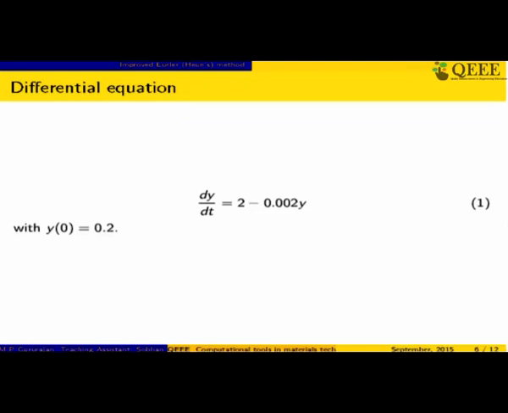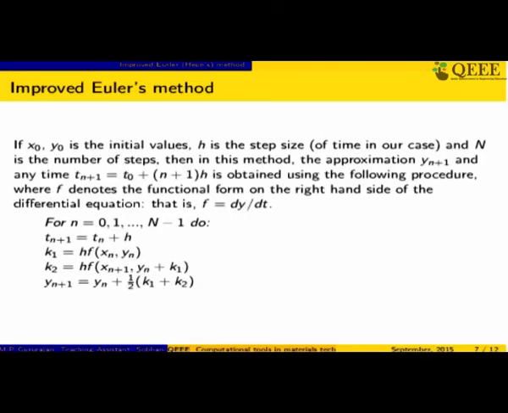So what do we do? In the improved Euler's method, of course, when you have an analytical solution available, you will not bother, but there are equations for which an analytical solution might not be available. Then we want to numerically integrate. But in this case, even for this equation we are going to numerically integrate, so that you can understand how the method works.